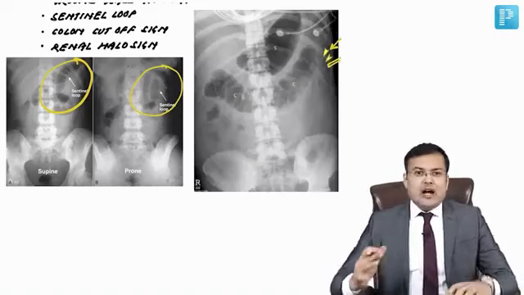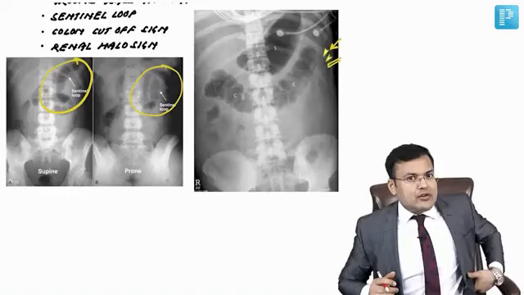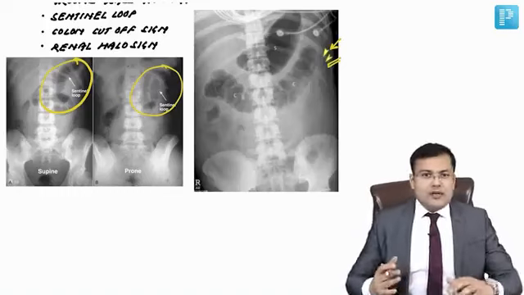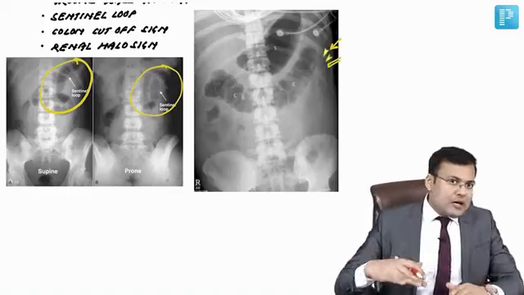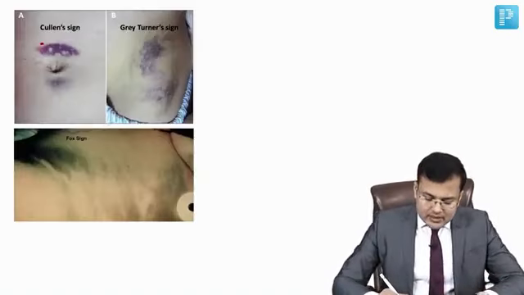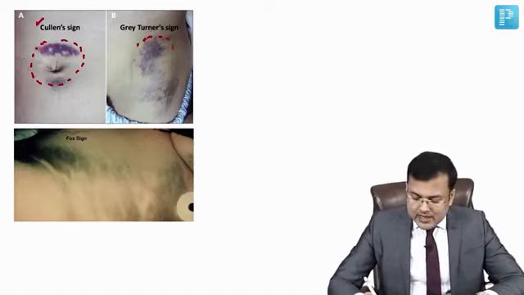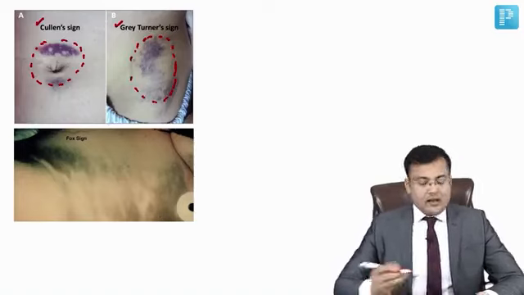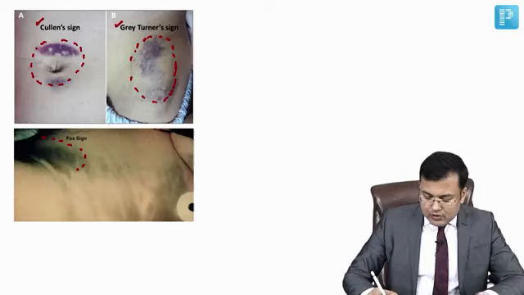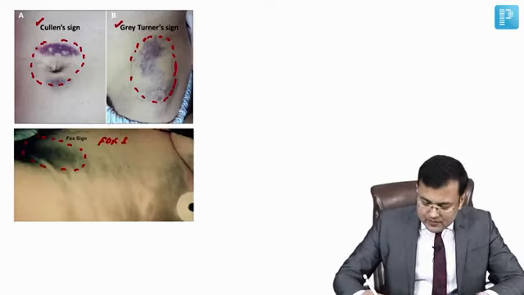This is sentinel loop. After that, in some patients of acute pancreatitis, there is retroperitoneal bleeding or hemorrhage, and there is bleeding along fascial planes leading to ecchymosis. Whenever there is ecchymosis around the umbilicus, this is known as Cullen sign. Whenever there is ecchymosis around the flank, this is known as Grey Turner sign. And whenever there is ecchymosis around the inguinal region, that is known as Fox sign.